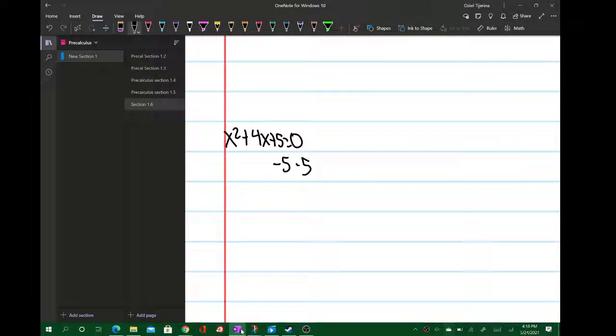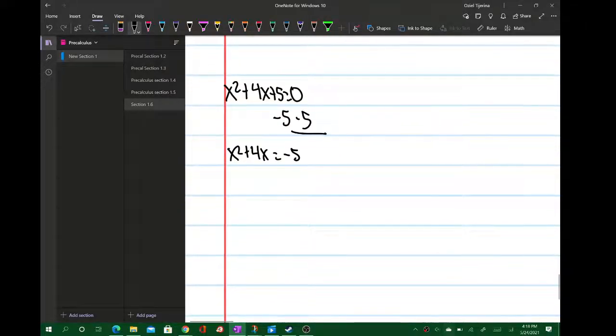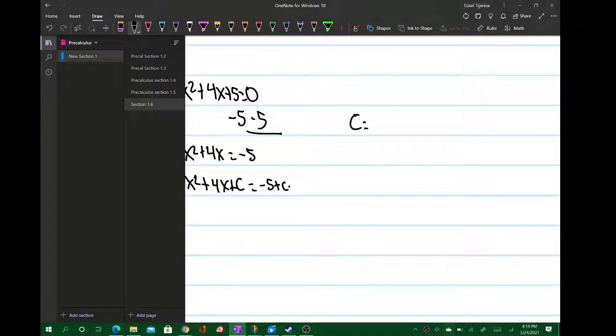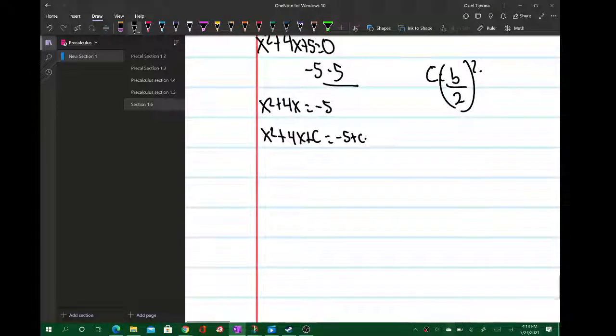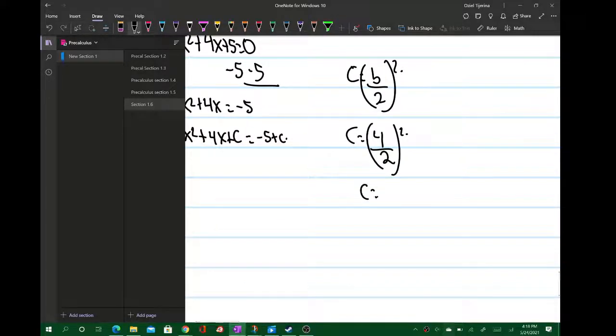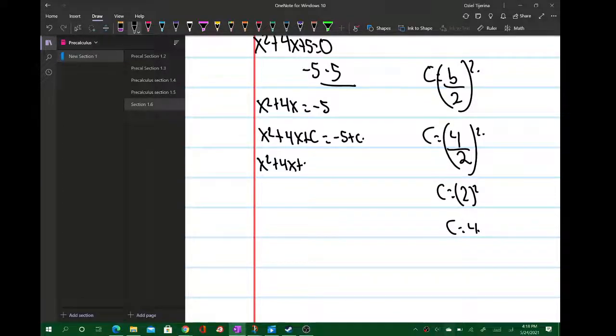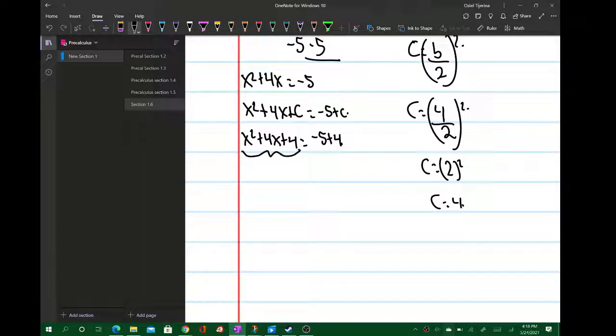We're going to subtract 5 on both sides. We have x squared plus 4x equals negative 5. And then we want to add a c value on both sides. And that c value, we can use the formula c equals b over 2 quantity squared. We have b equals 4, so we have c equals 4 over 2 squared, and then we have c equals 2 squared, so c is 4, and so it's going to be x squared plus 4x plus 4 equals negative 5 plus 4.